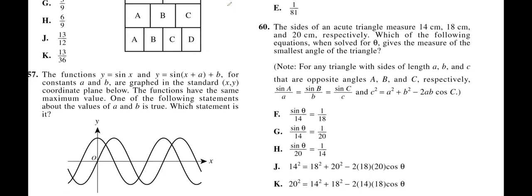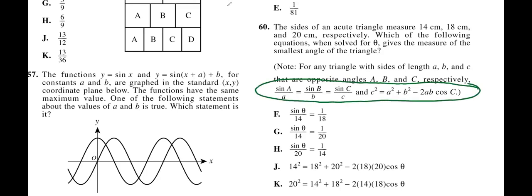So this gets into our law of sines and law of cosines question. But they are kind enough to give you the law of sines and the law of cosines. Wasn't that nice of them? Always draw the triangle. The sides of an acute triangle are 14, 18, and 20. Okay, folks, I'm just randomly going to draw 14, 18, and 20. Yes, I know that it's not drawn to scale correctly. Which of the following equations, when solved for theta, gives the measure of the smallest angle?